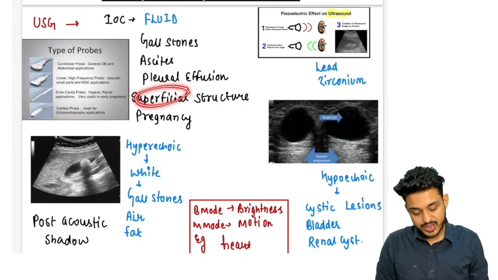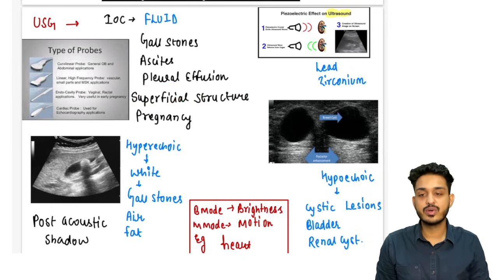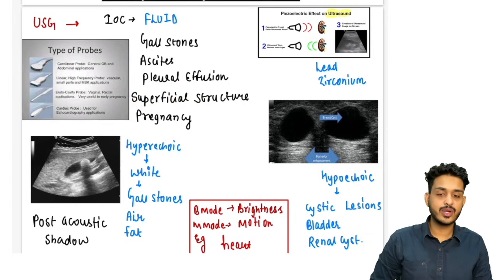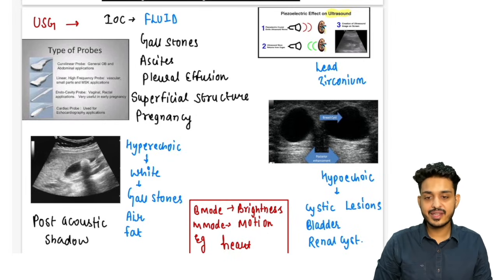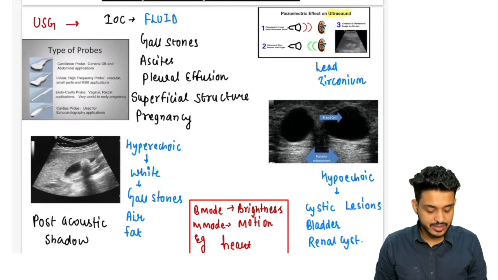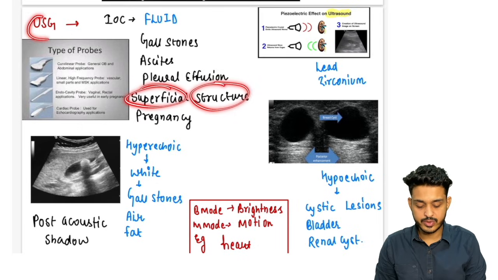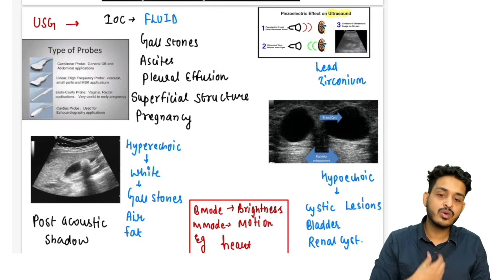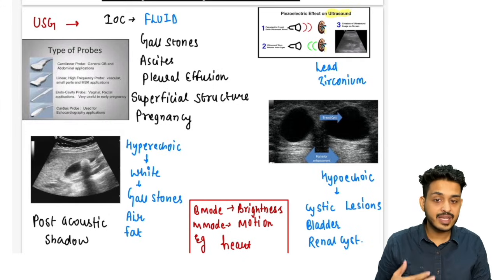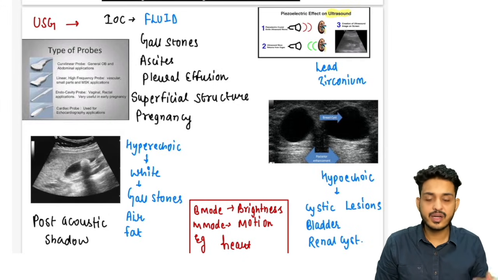USG. If you want to see superficial structures, like you want to see for thyroid, you want to look for your superficial GIT things, you will be able to identify things on the superficial structure with the help of USG. Remember, USG cannot go deeper. Ultrasound waves cannot penetrate deeper. Why?